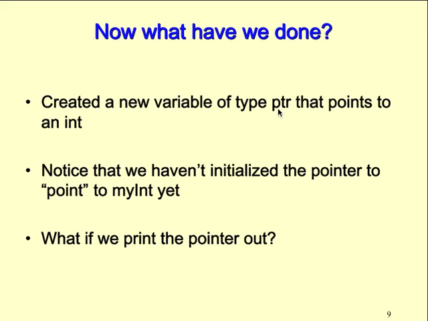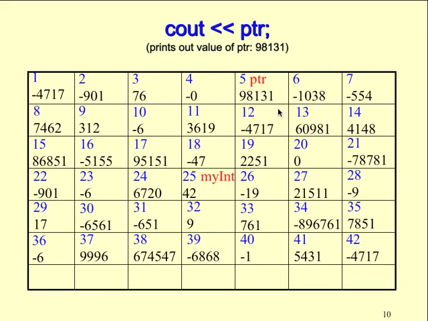So we want to have it point out. If we printed it out, we're going to get garbage, essentially. If we printed out the value of PTR, we're going to get 98131. It gets printed out, which is kind of garbage, but this should really hold a memory address, because what this is going to do is point to something. And in the next slide, we're going to point it to my integer.